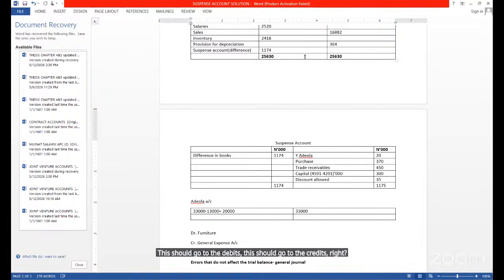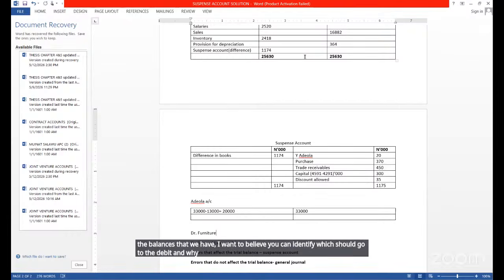Can we do that on our own? Hello, class? Yes, ma'am. Of the balances that we have, I want to believe you can identify which should go to the debit and why, which should go to the credit and why.